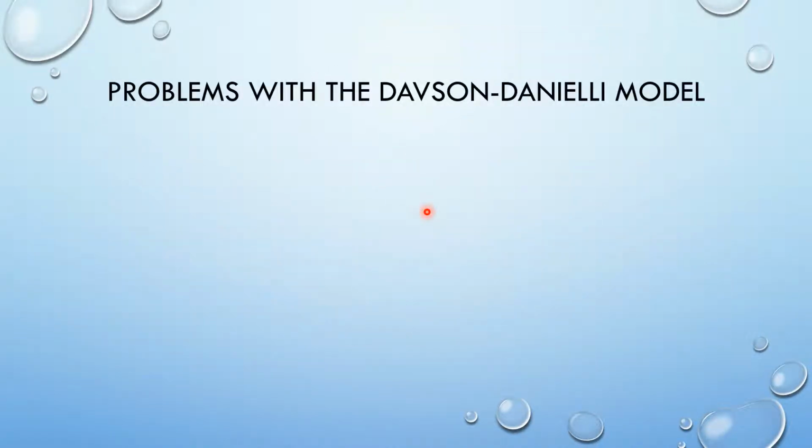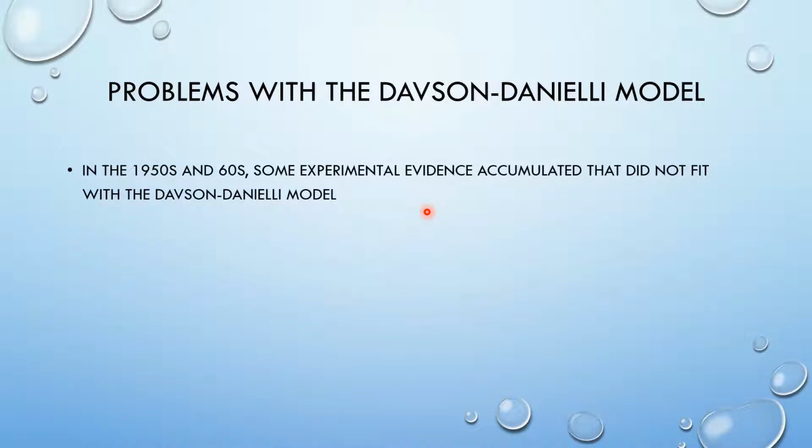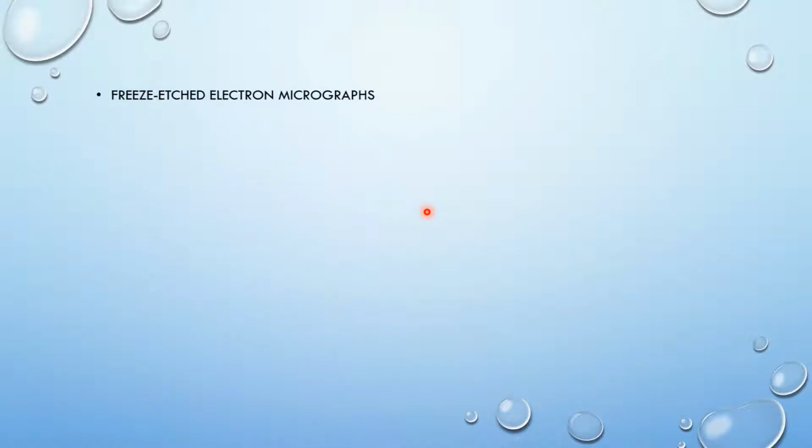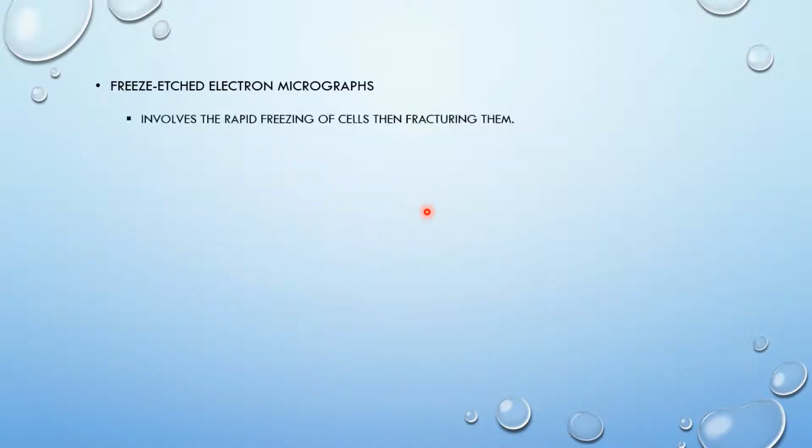Well, this model is problematic, and in the 1950s and 60s, some experimental evidence accumulated that did not fit with the Davson-Danielli model. Those three pieces of evidence include the freeze-etched electron micrographs, the structure of membrane proteins, and fluorescent antibody tagging of membranes. We're going to go over them one by one. I know it doesn't make sense now, but it will in a while.